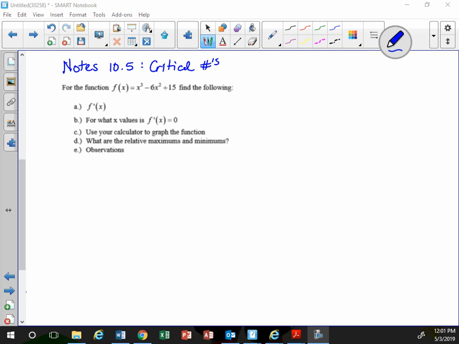Okay, guys. We are doing critical numbers, so we're still looking at derivatives, but we're going to look at what the derivative can tell us, other than just the slope of the tangent line. So I give you this f of x here. It's x cubed minus 6x squared plus 15. You guys with me?